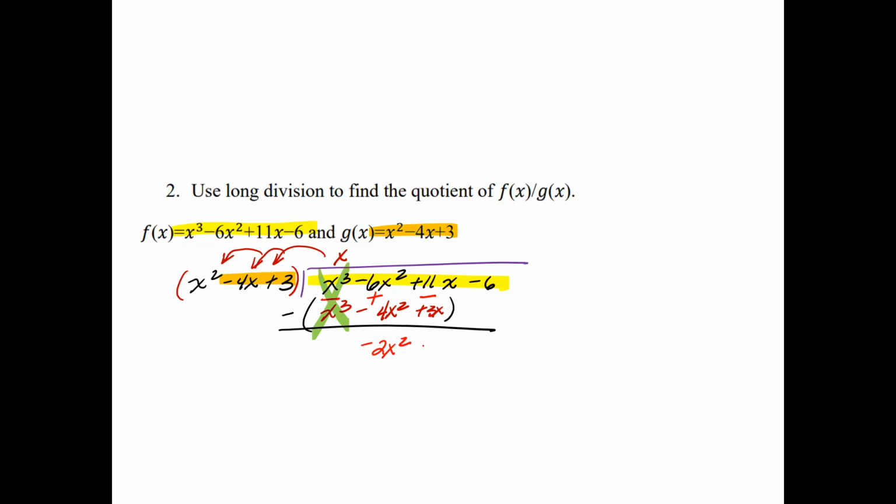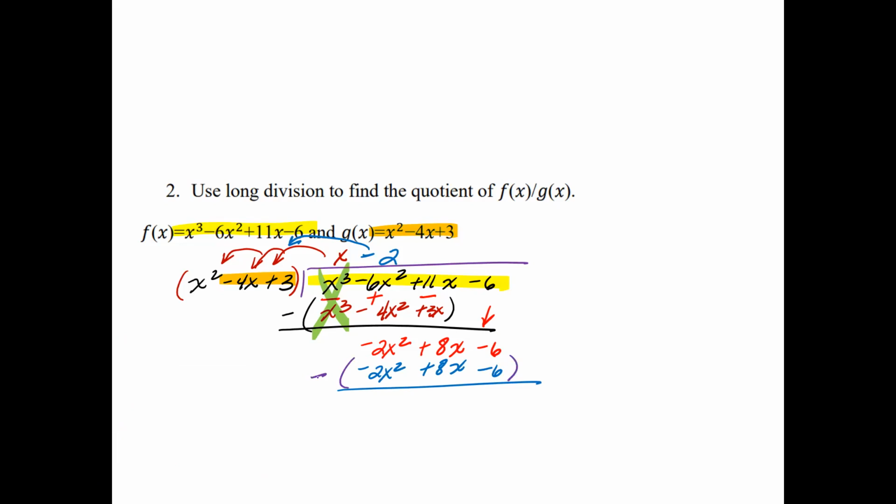11 minus 3x is going to give me an 8x, and then you bring down the negative 6. So then you ask yourself, okay, x squared times what gives me negative 2x squared, and they have to match so you can cancel it. So that'll be a minus 2. And then you distribute it back into that parenthesis. So you get a negative 2x squared plus 8x minus 6.